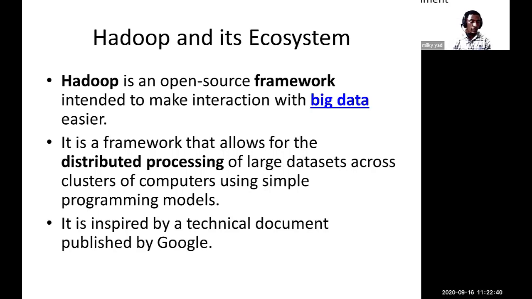Cluster means interconnecting different computers in order to share the resources of a computer using simple programming modules. So the main purpose of this framework is distributed processing. Distributed processing means processing some parts of a task on different computers. It is based on a technical document published by Google. Actually, it is managed by a company called Google.